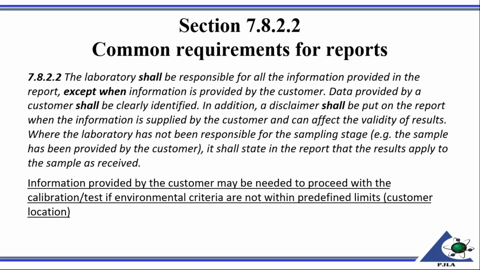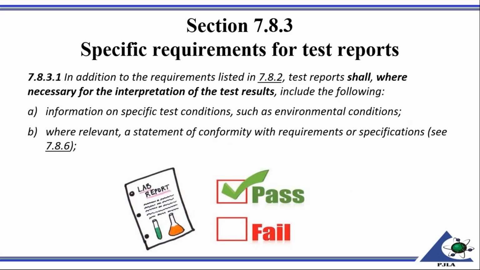Information provided by the customer may be needed to proceed with the calibration/test if environmental criteria are not within the predefined limits, customer's location. So if you're performing a calibration or test at the customer's location and the normal environmental criteria, this is commonly temperature or humidity, are not within the predefined limits, they're not into your normal requirements of a lab, because you're performing it off-site at the client's location, you may need information provided by the customer. So just keep that in mind. That is a potential necessity, let's say.